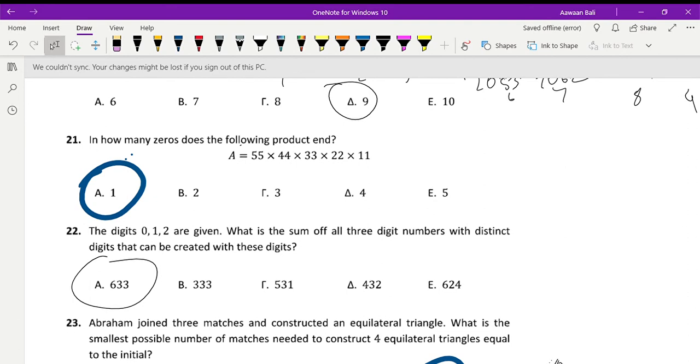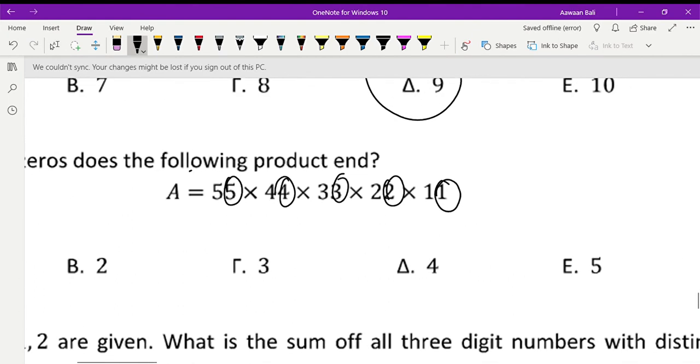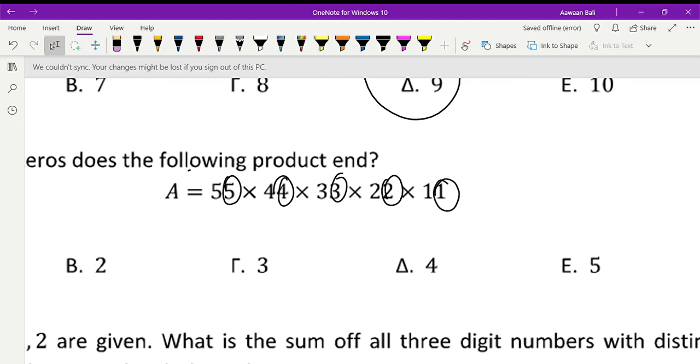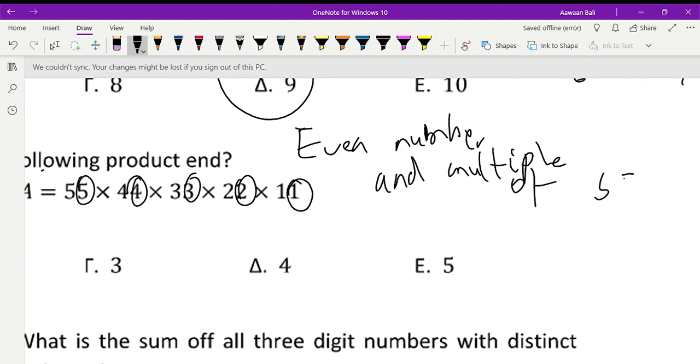Question number 21. In how many zeros does the following product end? It's as simple as that, because when you're ending with it, you just focus on the digit numbers. Now, to find a 0, the only way you can make 0 is when you're multiplying by 0. But here there's no 0, but we have a 5. And any even number which is a multiple of 5, it always ends in 0. Basically, even number and a multiple of 5 ends in 0.